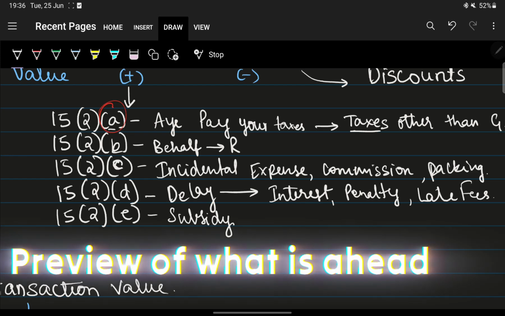So A is A, pay your taxes. What do you remember by that? You remember that any taxes that are paid other than GST and TCS is to be added to the value of supply. Next, B. In clause B, you're paying on behalf.